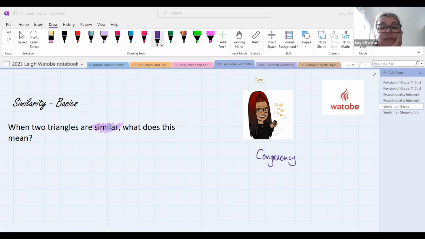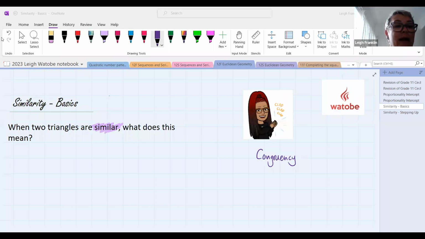Bradley says they look the same but not equal in length. Perfect. Nampumelelo, you're on the right track. Okay, so same sides of a triangle. Equiangular, yes, absolutely. So a lot of these things that are coming from you guys here are 100% correct.